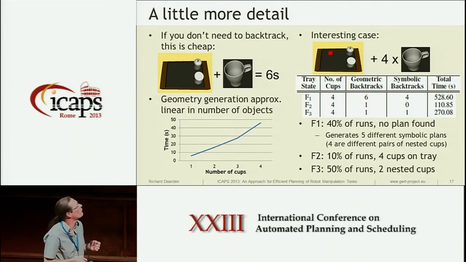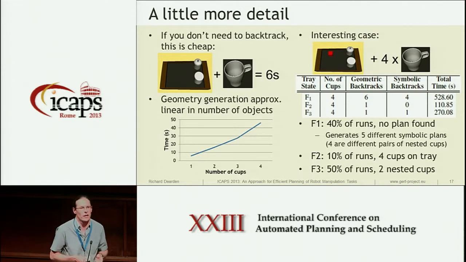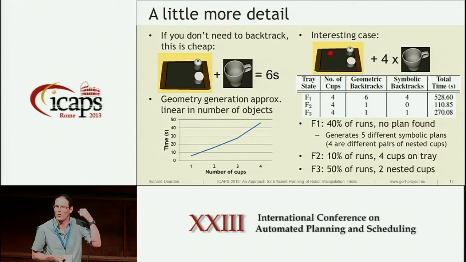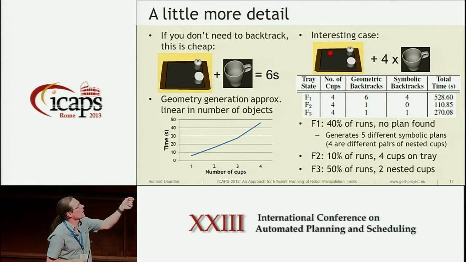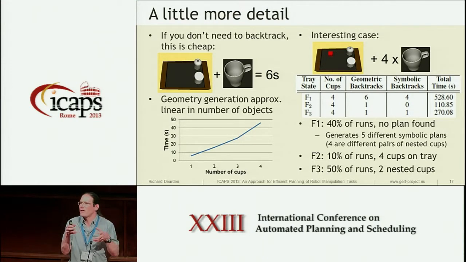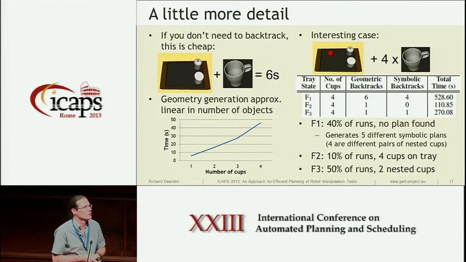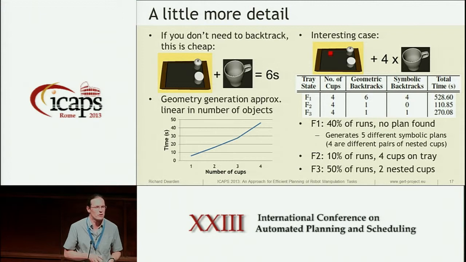So in 40% of the runs, it just can't generate a plan at all. We limited the number of backtracks it did, and it ran out of backtracks. So in this case, it generated, first of all, 4 cups on the tray, and then it tried stacking 2 of them, still couldn't put 3 cups on the tray, so it tried a different pair of cups to stack, and it just kept on generating those solutions until it ran out of backtracks. In 10% of the cases, it managed to squeeze somehow all 4 of those cups on the already cluttered tray, and in the rest of the time it then nested 2 of the cups and managed to get 3 stacks of cups on the tray.